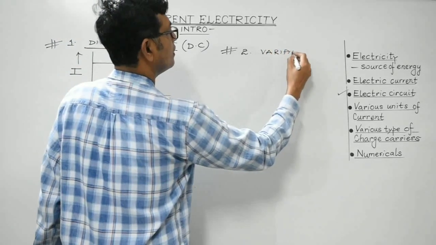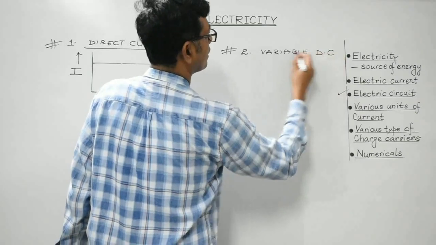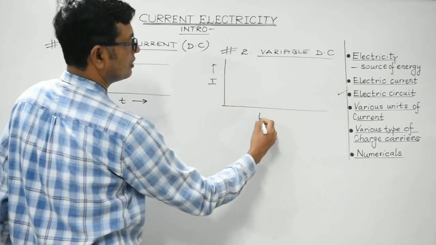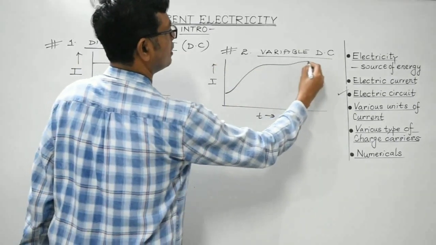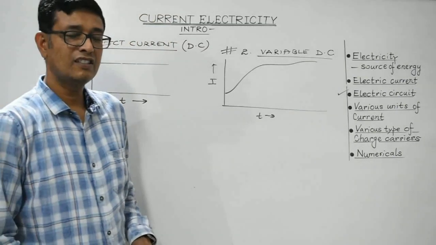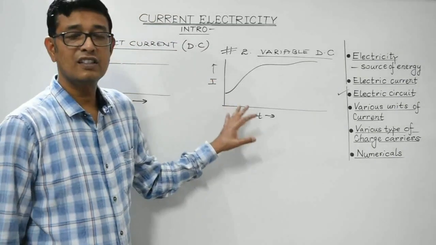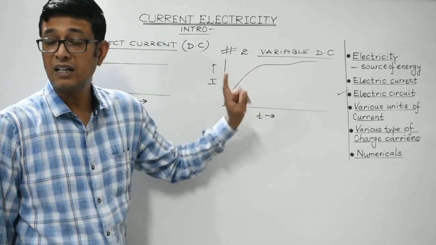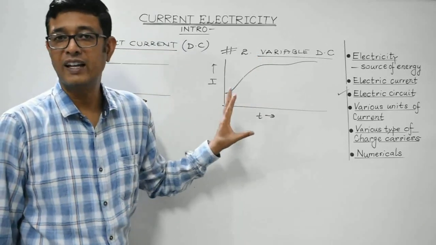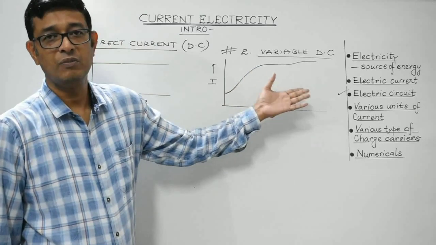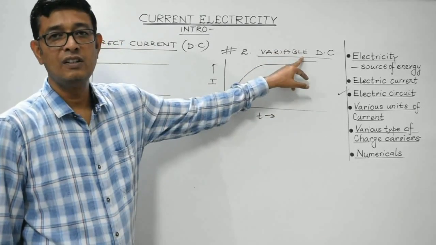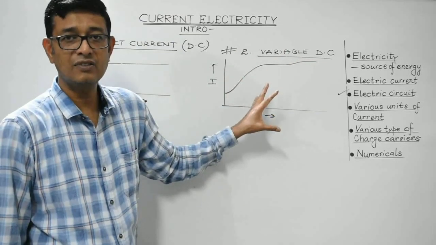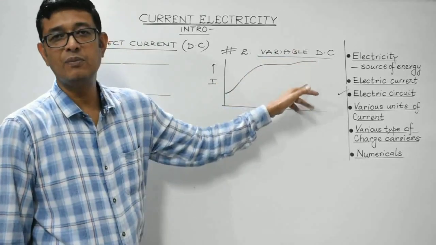Second, variable direct current. Again, consider the graph. This is current, this is time. It can be like this. What does this graph suggest? This graph suggests that the magnitude of the current is changing with time. It is not constant, but it is unidirectional. Unidirectional means in the same direction. So that current whose magnitude varies but is unidirectional, flowing in the same direction, is known as variable direct current.